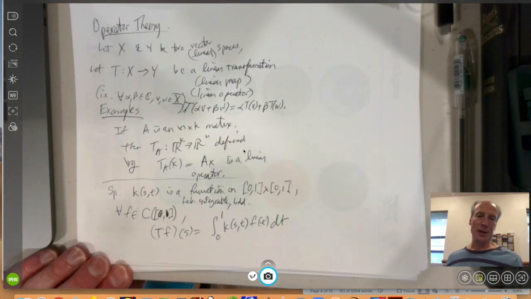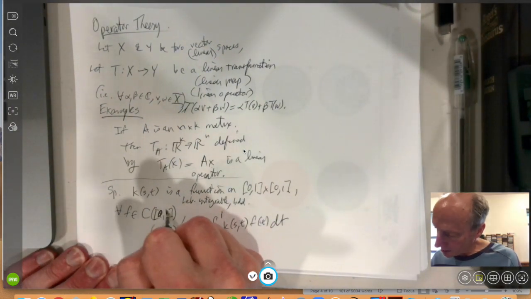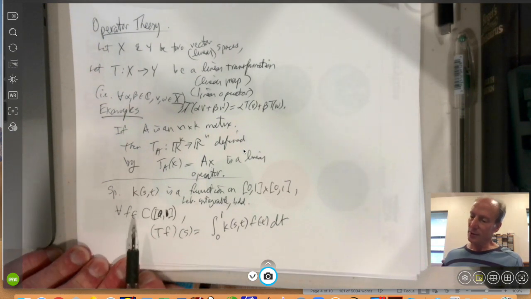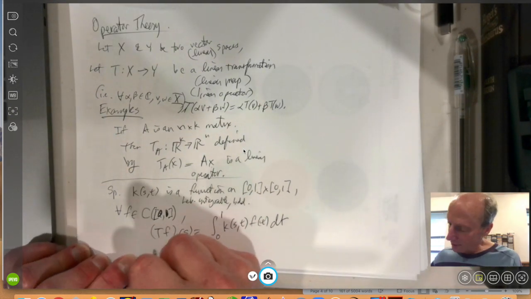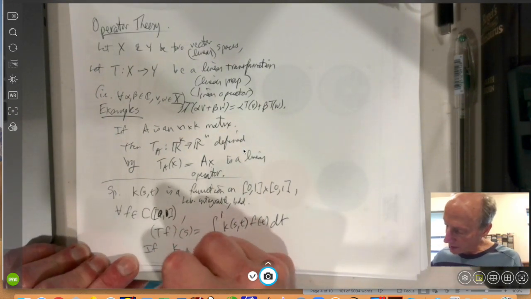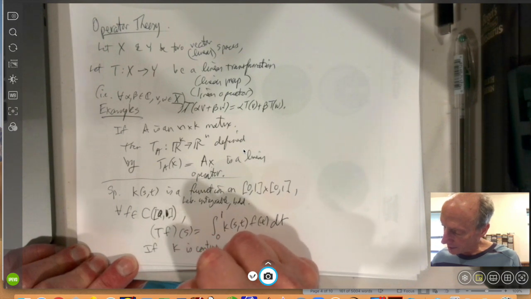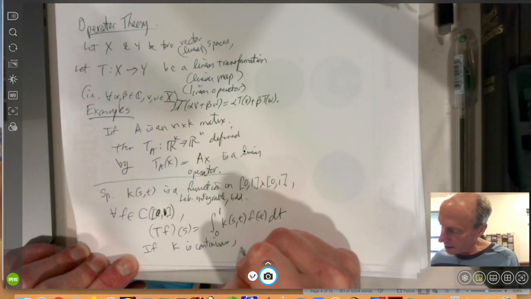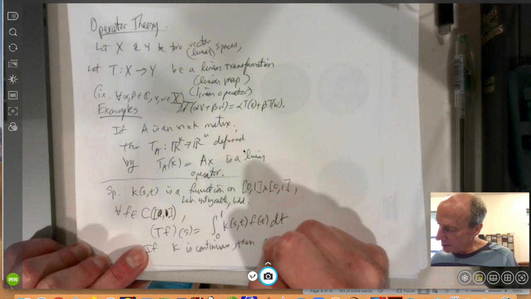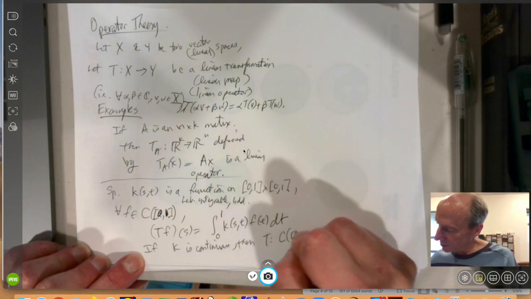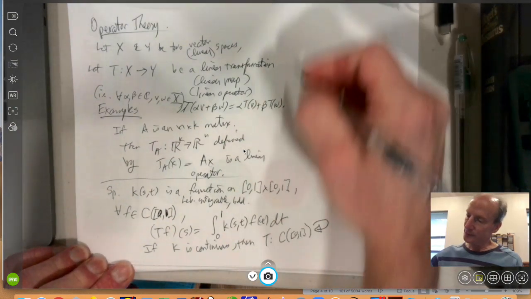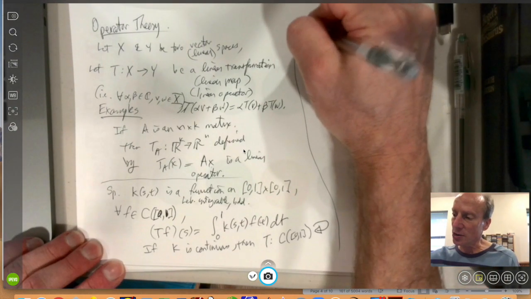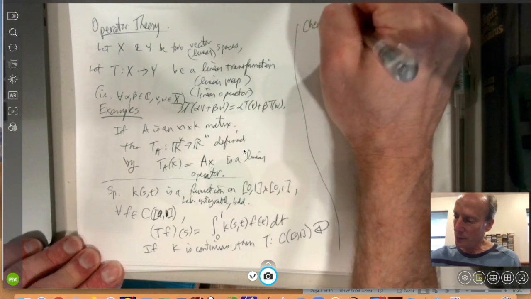So that is a linear map on the infinite dimensional space of functions. And if k is continuous, then T maps C of [0,1] to itself. So let's just check linearity here.